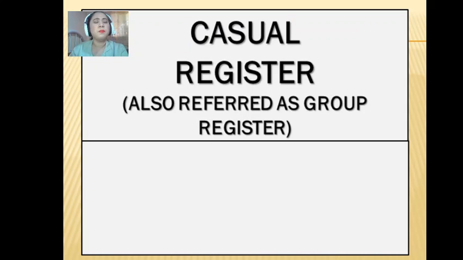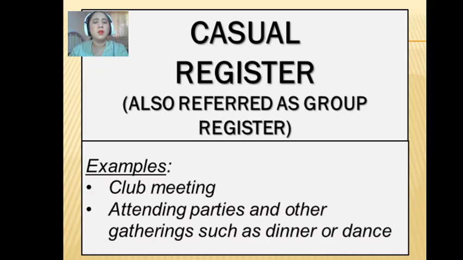The next type, which is the fourth one, is called the casual register. Casual register is also called as group register, which is used with people in the same group or team. They don't follow standard societal rules, but they allow the specific rules and principles in their group. Example, club meetings or attending parties and other gatherings such as dinner or dance.